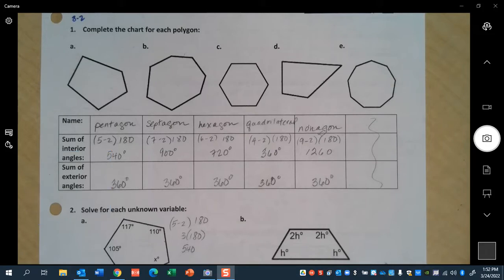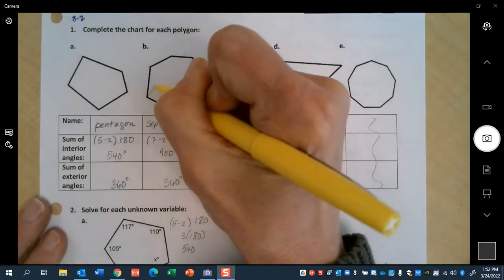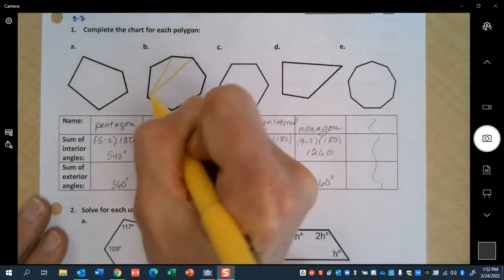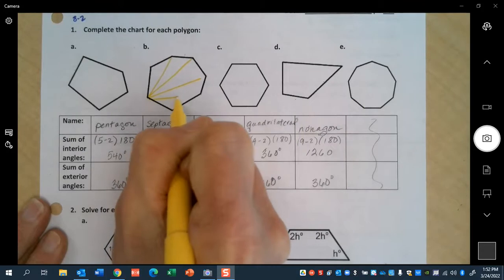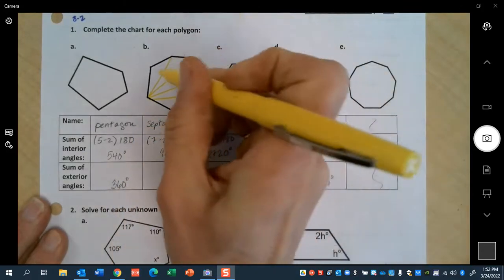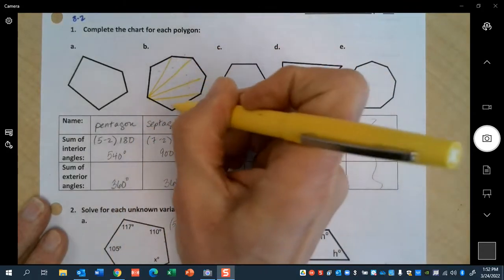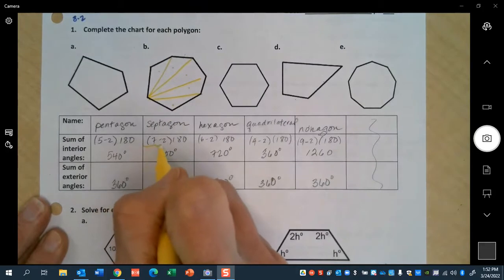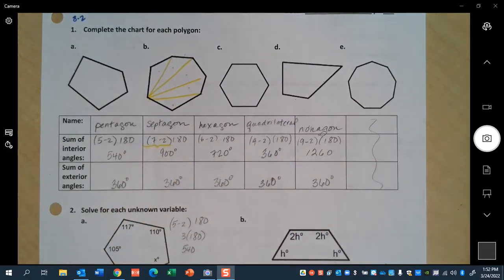You can think about how many triangles can you draw. If I look at some of your papers here, if you're ever in doubt, draw your triangles. Pick one vertex and draw the number of triangles. And I can see that I can get 1, 2, 3, 4, 5 triangles in that septagon. So it's going to be 5 times 180.